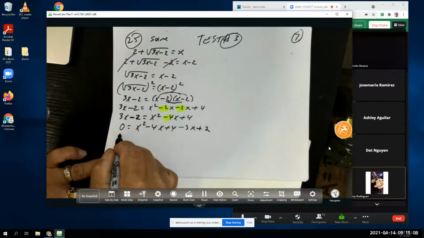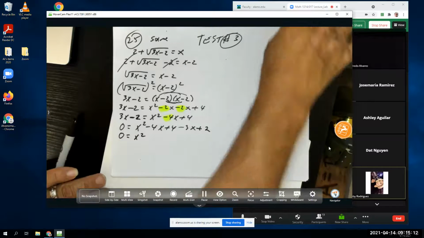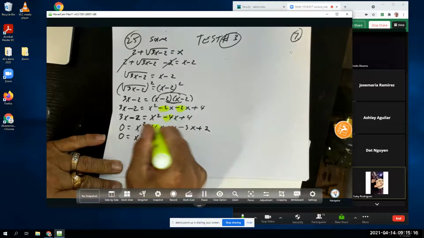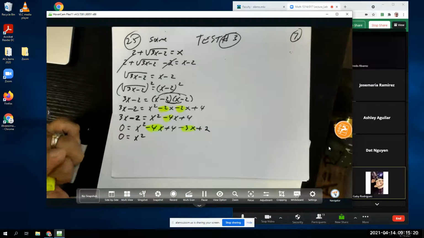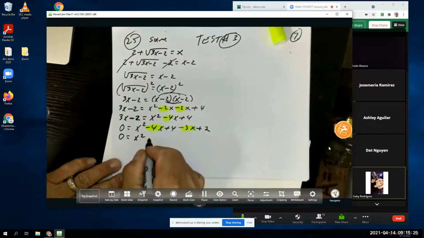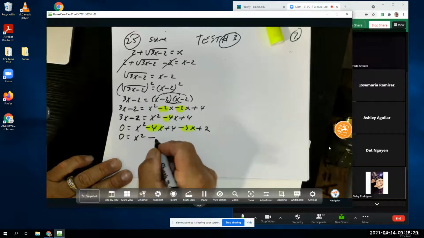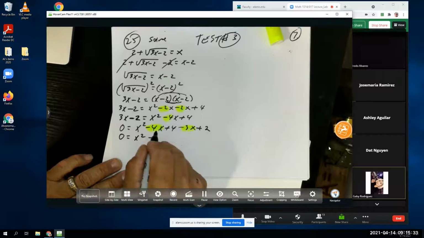So now I'm going to combine all these like terms. So I have x squared, and again, I'm going to highlight it for you. I have negative 4x and I have negative 3x. Think like money again. Take out the $4 in your wallet, give it to me, and $3 more in your wallet, give it to me. How much is gone? Negative what? Negative 7.